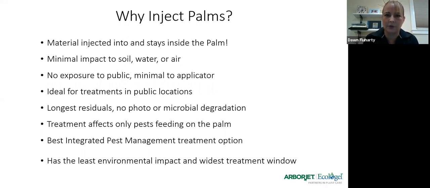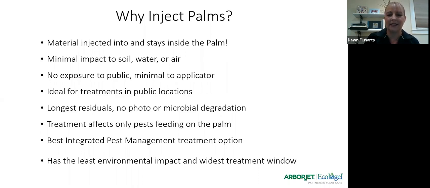But even in palm trees, with their monocot nature, we still see longer residuals. We see the chemicals lasting longer inside the palm because they're not breaking down to sunlight or microbes in the soil. And again, it only affects the pest that's actually feeding on the palm tree. So it's not going to affect any sort of beneficials that might also be on the palm. And of course, it's the best way to do an integrated pest management option because you're using the least amount of chemical and putting it in the most specific location possible.